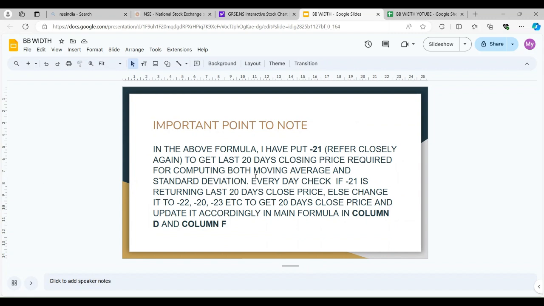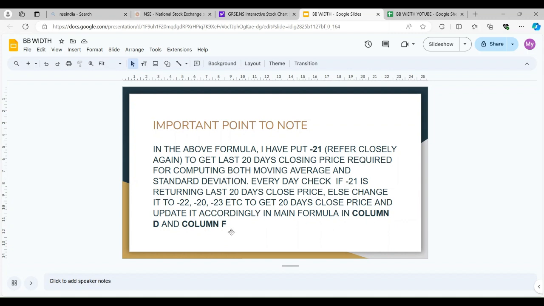To get the last 20 days closing price required for computing both moving average and standard deviation, every day we need to check if minus 21 is returning last 20 days close price. Else change it to minus 22, minus 20, minus 23, etc. To get 20 days close price and update it accordingly in main formula in column D and column F.